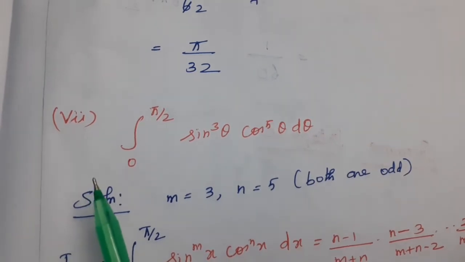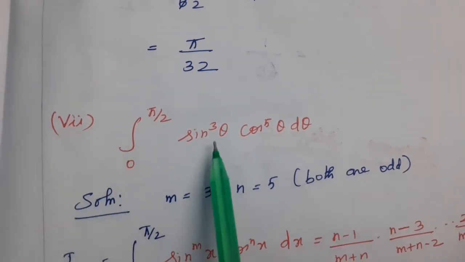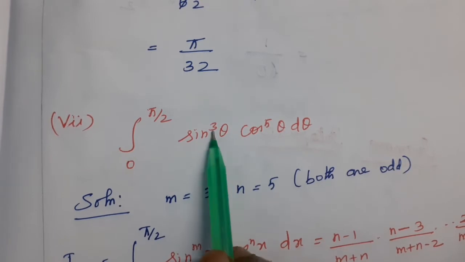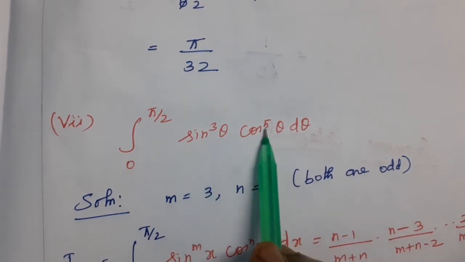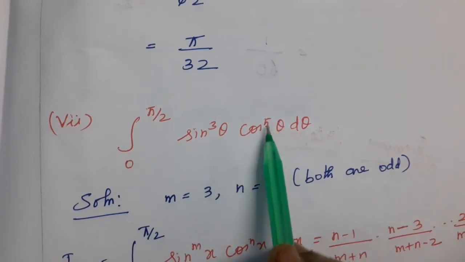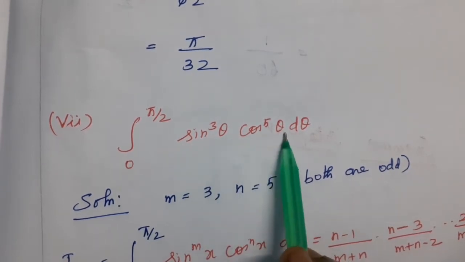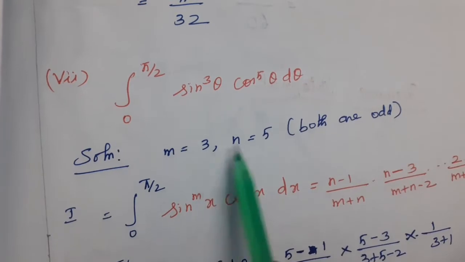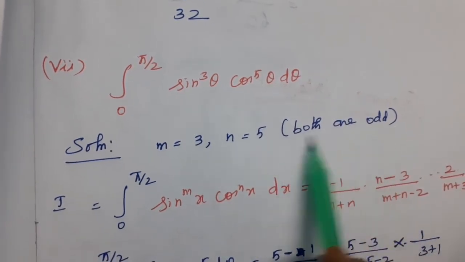Both are even function. Here see the seventh question. Both are what function? Odd function. M is also odd. N is also odd. So integral of 0 to pi by 2 sin power 3 theta into cos power 5 theta d theta. M equal to 3, n equal to 5. Both are odd function.